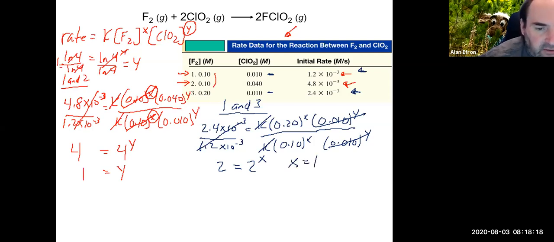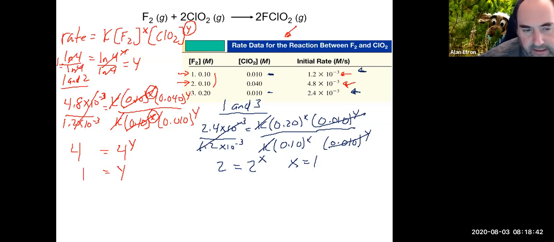Again, you can take the natural log of both sides and divide, and you could get the same answer, or you could visually see this. Any questions on that so far? So again, that's how you could use that rate 2 over rate 1 equation to determine the orders. So now that we actually do have the orders, we could write the completed rate law.